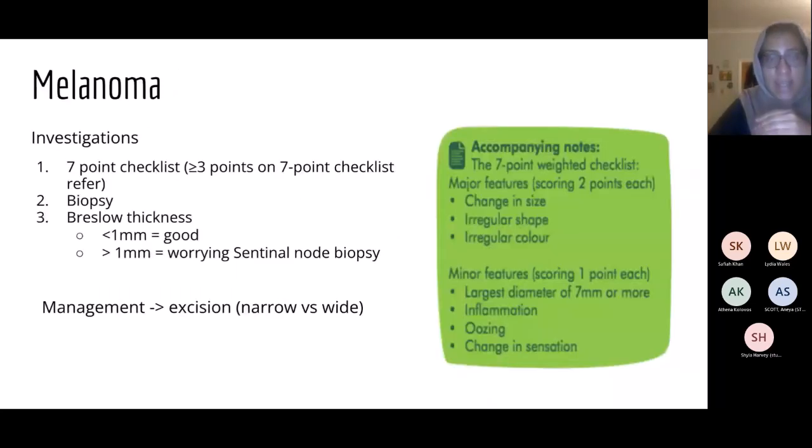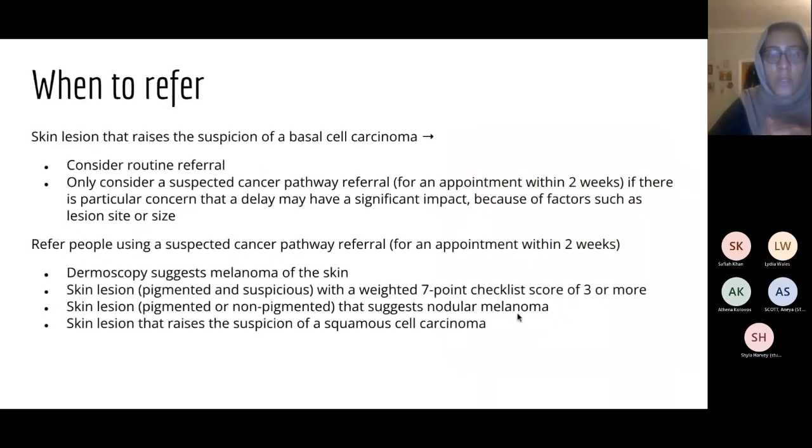And 2-week wait, again, anything that is suspicious of a melanoma, skin lesions which have got 3 or more on the 7-point checklist, anything suggestive of a nodular melanoma, and anything suggestive of a squamous cell carcinoma. These are all from the NICE guidelines, by the way.